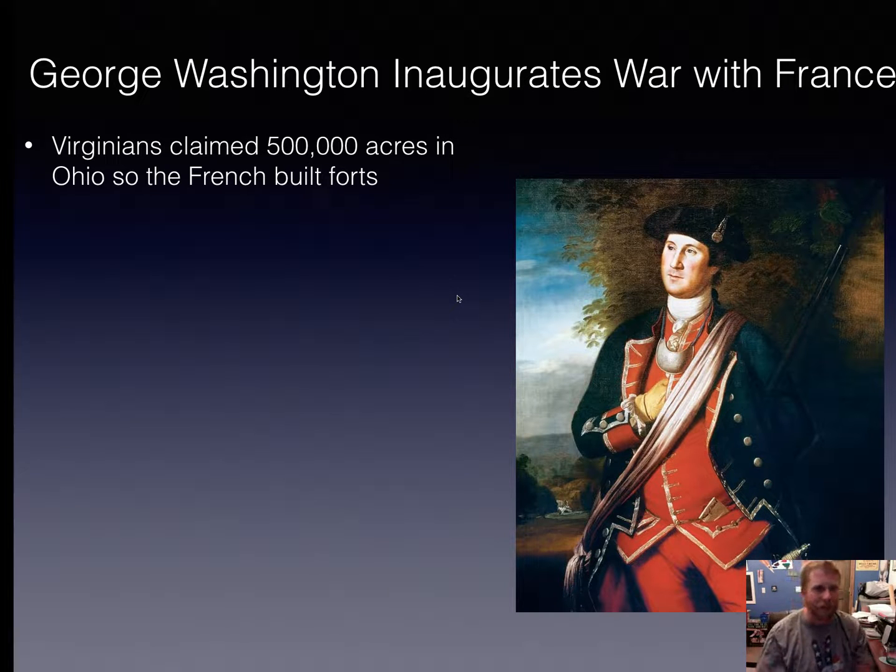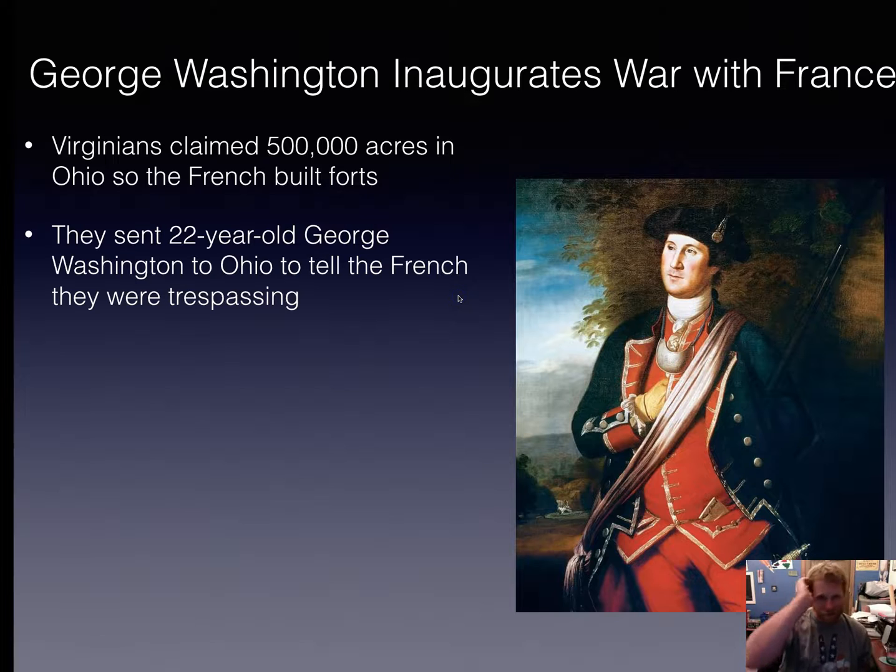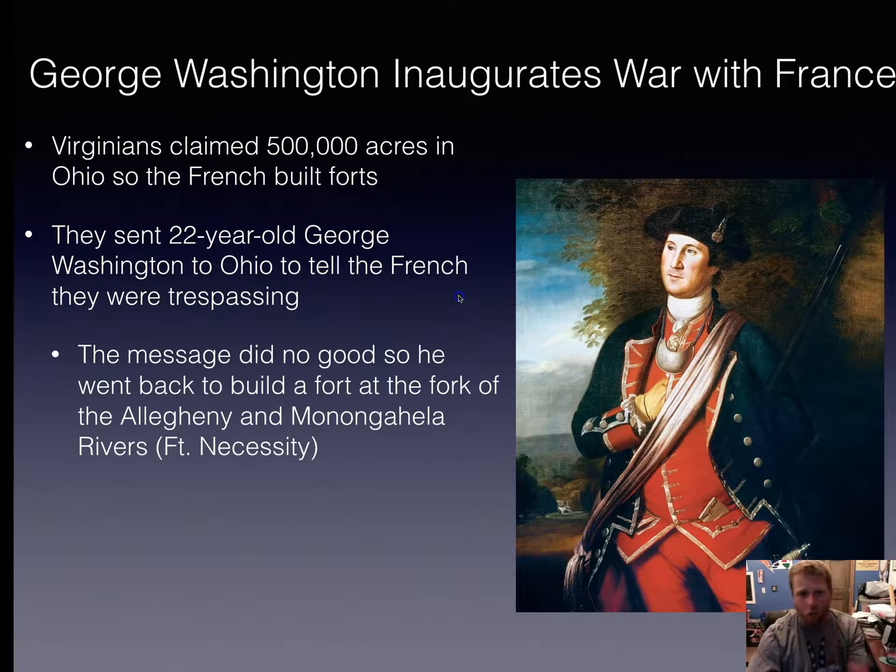But the French are building forts there. So this young colonel was sent by the British. He's 22 years old, to Ohio to tell the French to get out. You're trespassing on this territory. That's his orders. Just go to Ohio, tell the French, which is actually in Pennsylvania at this time, get out. You're trespassing. Those are his orders.